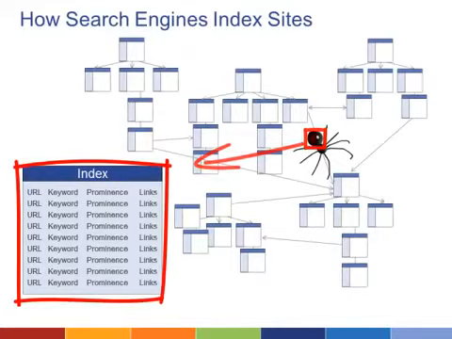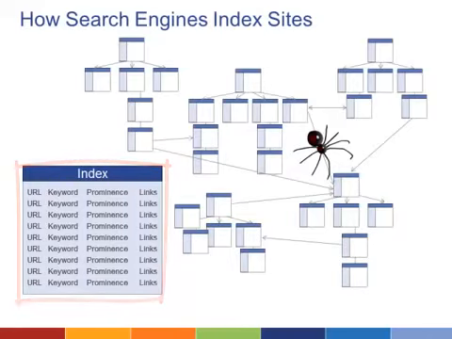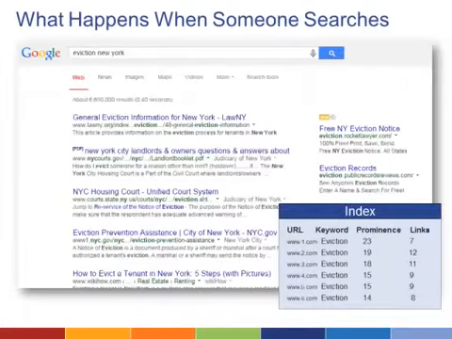This process is invisible to you. You can't actually look and find a written index. But that is conceptually what's going on. The spider collects a URL and notes the keywords on the page, as well as how prominent they are. It also notes other sites that have linked to yours.